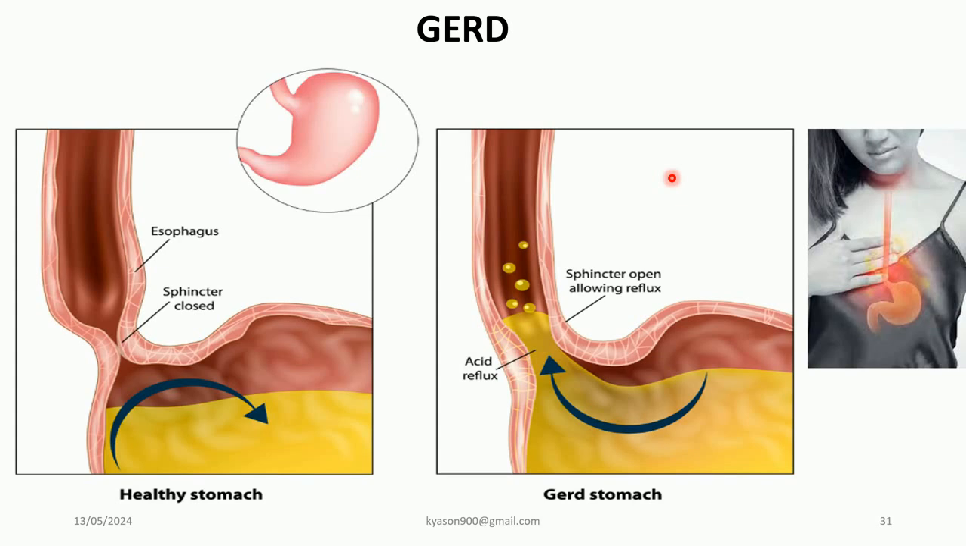Okay, going on, there is what we call GERD. GERD is gastroesophageal reflux disease. This happens usually because of dysfunction of the lower esophageal sphincter. This sphincter is supposed to always close to prevent acidic contents in the stomach from going back upwards into the esophagus. But sometimes this sphincter can become weak.